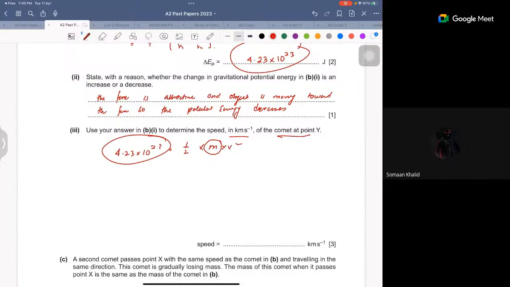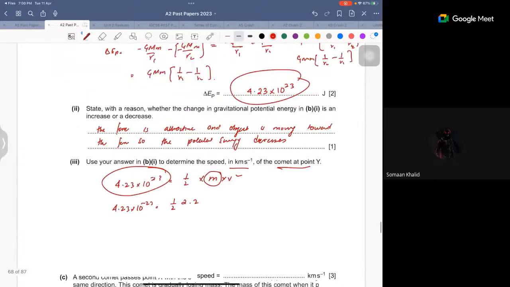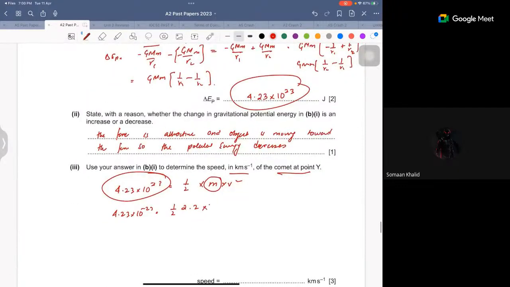So 4.23 times 10 raised to 23. First, we're going to write half mv square. The mass was, I think, 2.2 times 10 raised to 14. Then multiply by v square, because this is final minus initial, because this is change in energy. So we have to find the change. Half into 2.2 times 10 raised to 14 times the speed, 3.41 times 10 raised to 3, whole square. Now you have to do this. What did you get?